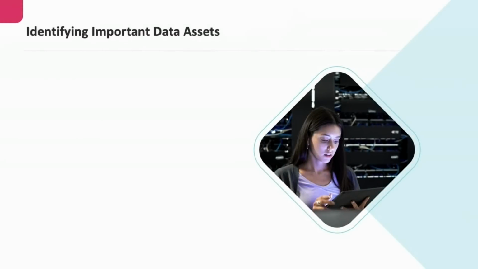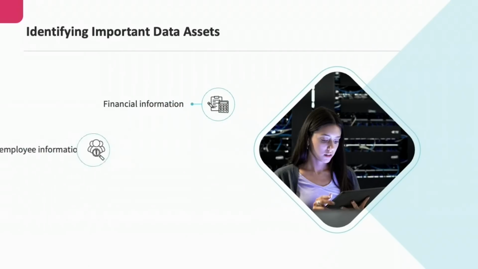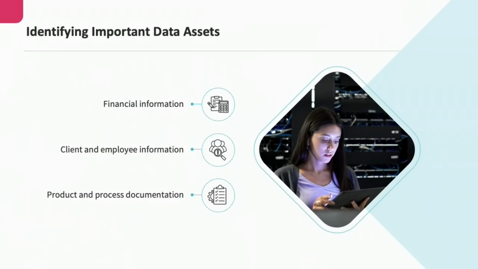So for each of those components, some examples of important data assets might include financial information, client and employee information, and product and process documentation. Now again, those are just a few examples. What's critical to any given organization will depend on the nature of that organization. But the key is to focus on what is needed right now, not what might be needed days or weeks from now.